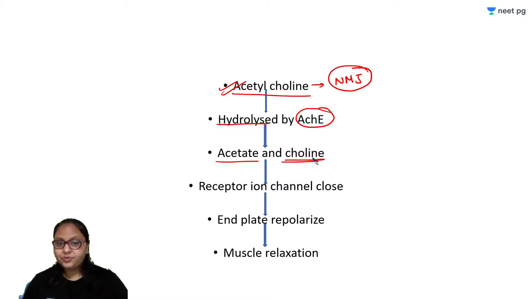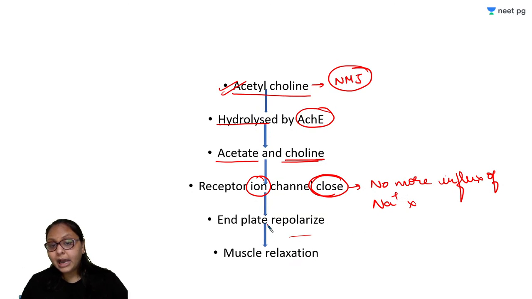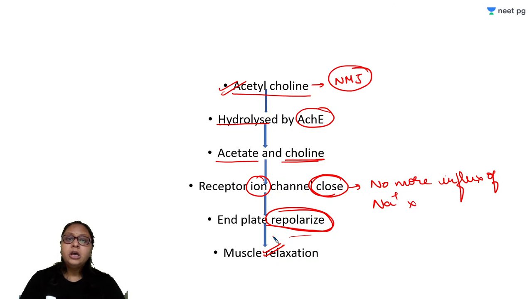And when it is hydrolyzed, what will happen? The receptor ion channel closes. When this channel closes, there is no more influx of sodium. Therefore the membrane will repolarize, and there will be muscle relaxation. The muscle is depolarized or contracted only for a short period of time. After that, because of the acetylcholinesterase enzyme, the acetylcholine is hydrolyzed into acetate and choline, which closes this receptor ion channel. Therefore there is no more influx of sodium ions, and the muscle end plate repolarizes and causes muscle relaxation.